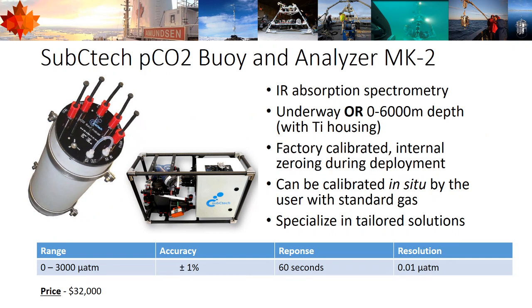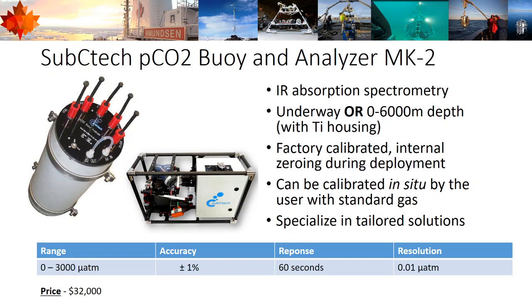Now flipping to the infrared absorption spectrometry method. The first one we're going to talk about is the Subseatec pCO2 buoy and their analyzer as well. This uses infrared absorption spectrometry, which means surrounding seawater equilibrates with gas contained in a chamber internal to these sensors through a gas permeable membrane. The CO2 concentration is then measured optically using non-dispersive infrared absorption spectrometry. And the Subseatec buoy can be calibrated with standard gases in situ.